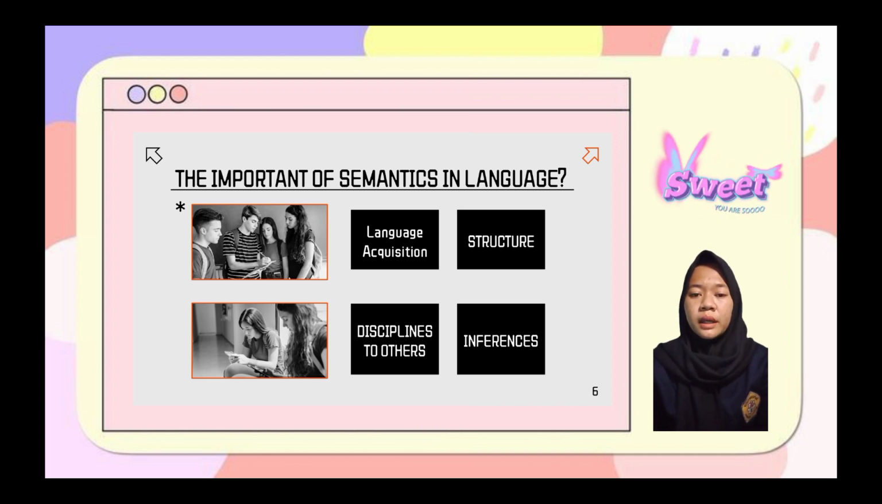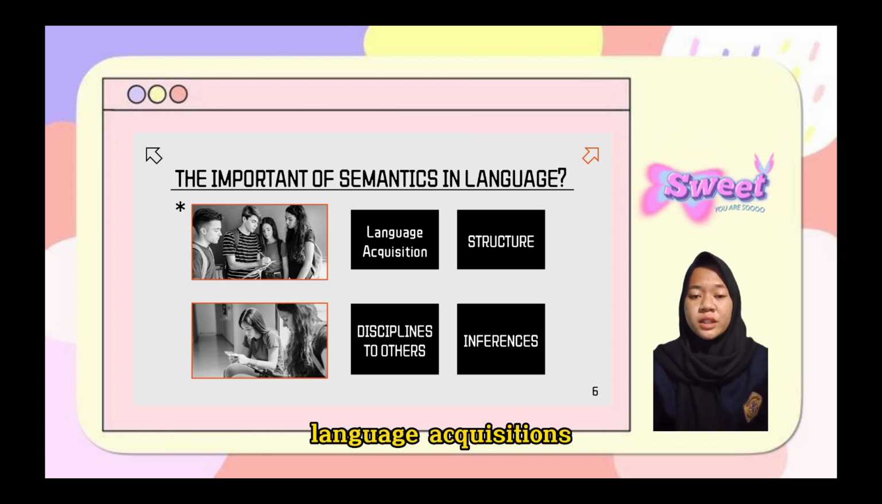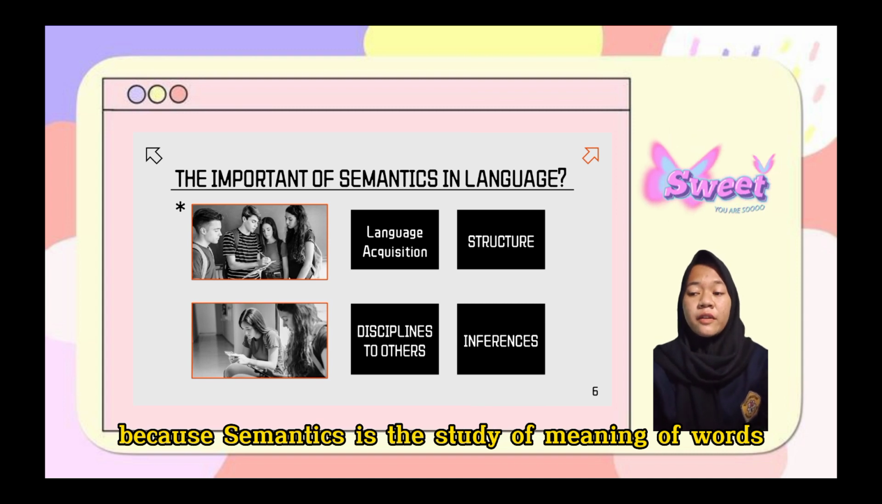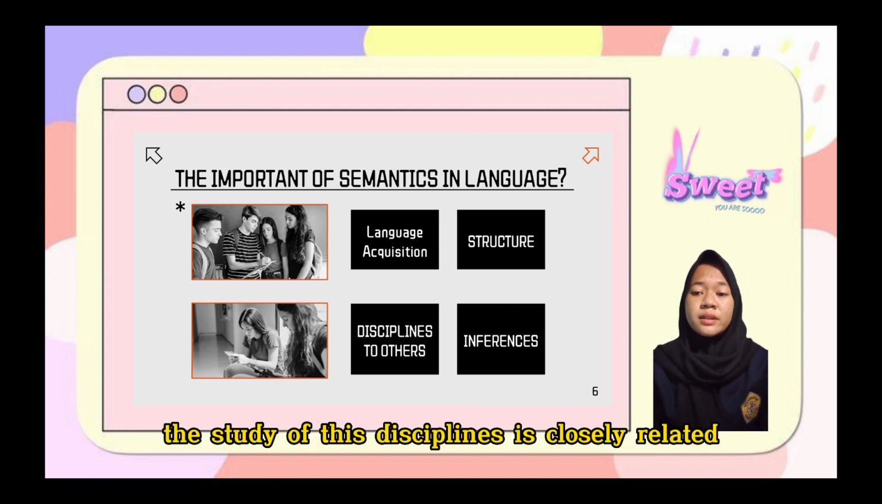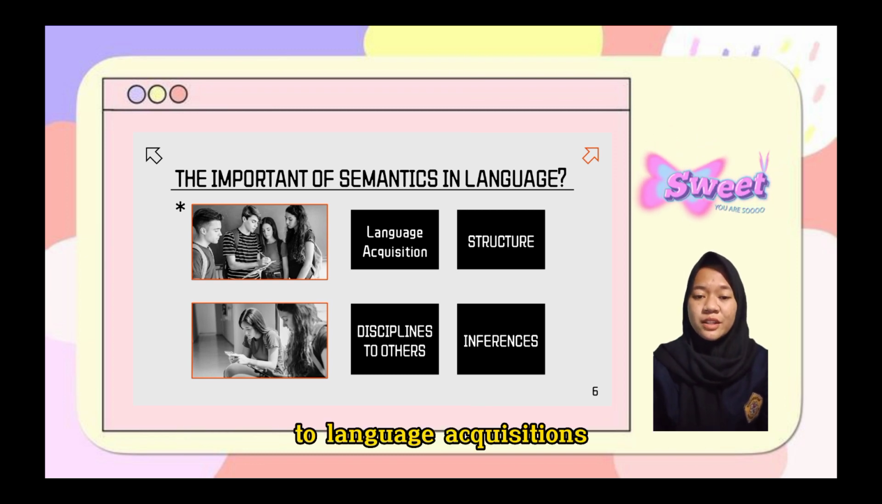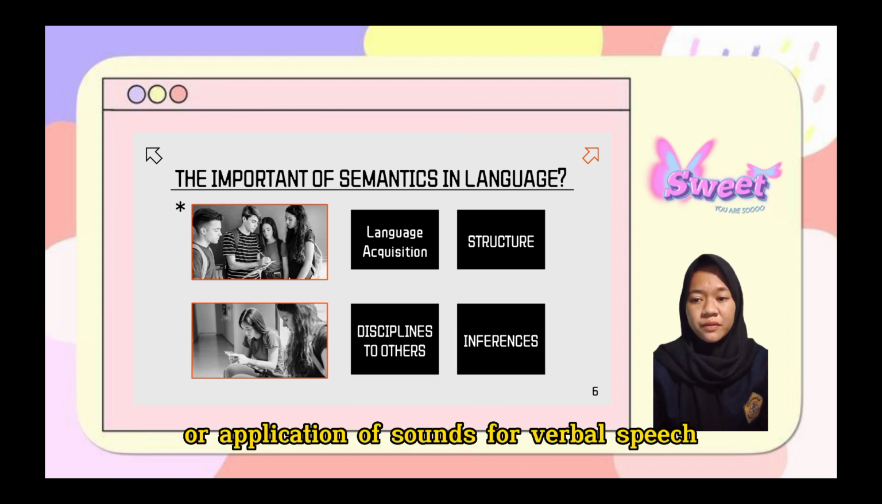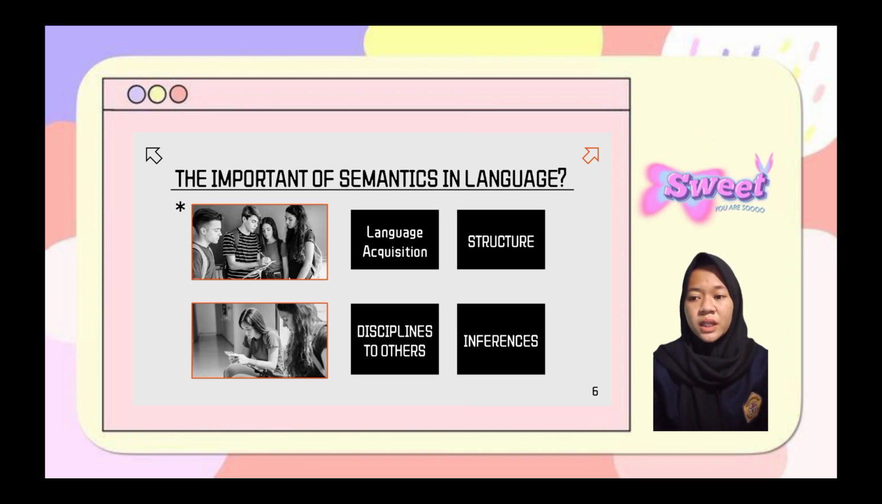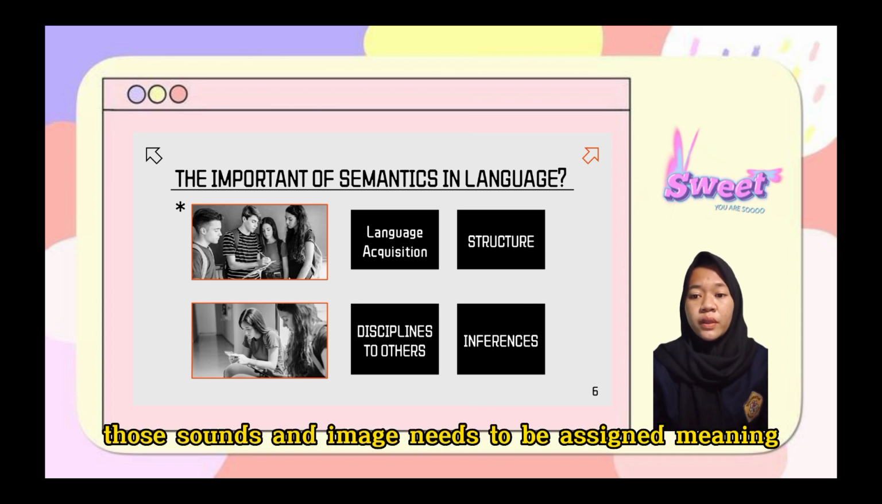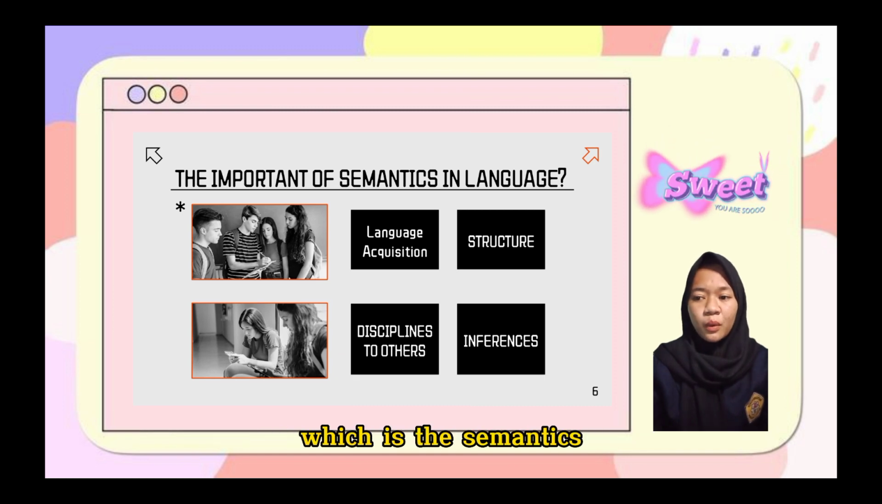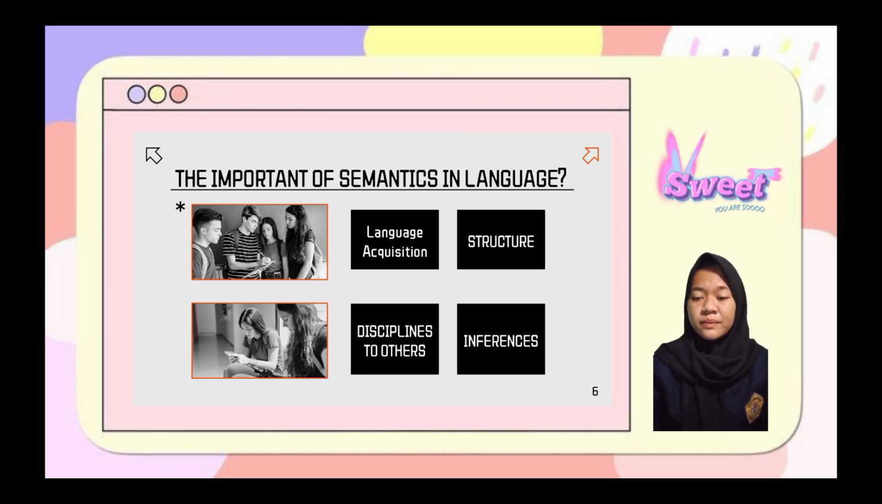First, language acquisition. Because semantics is the study of the meaning of words, the study of these disciplines is closely related to language acquisition. Students learn language at first by the repetition of sounds for verbal speech and images for written. Eventually, however, those sounds and images need to be assigned meaning, which is the area of semantics.